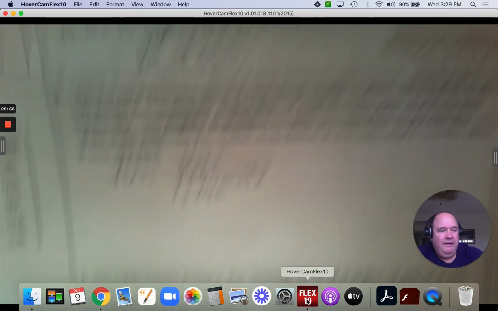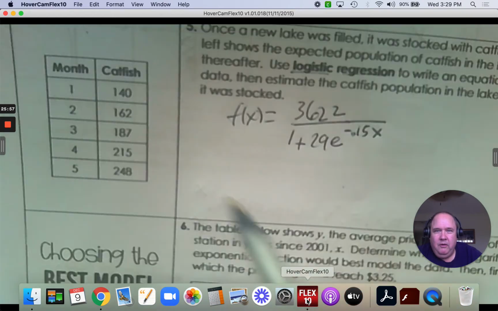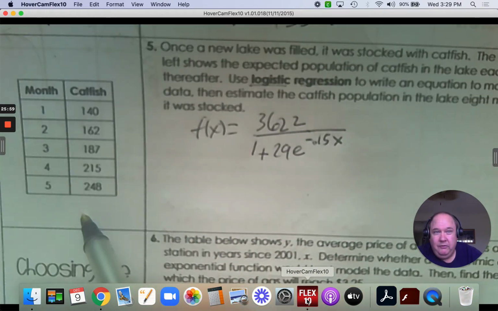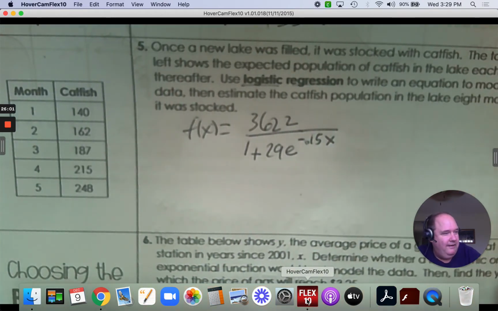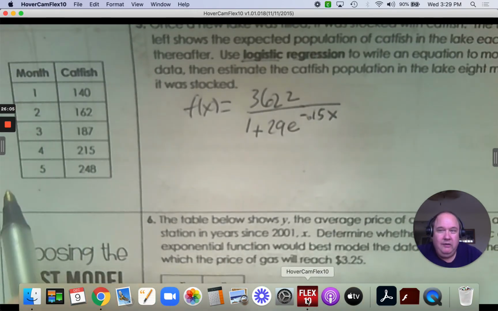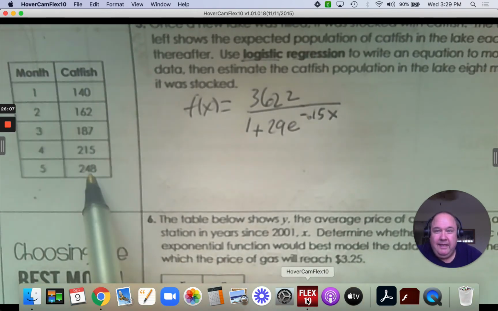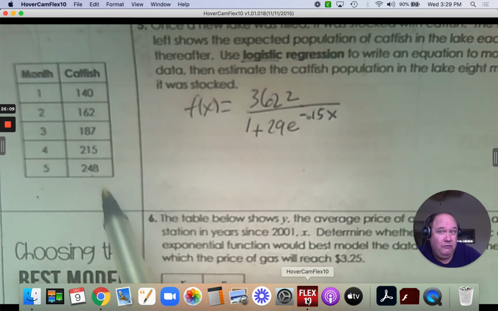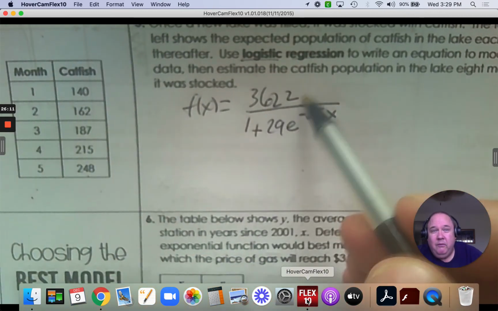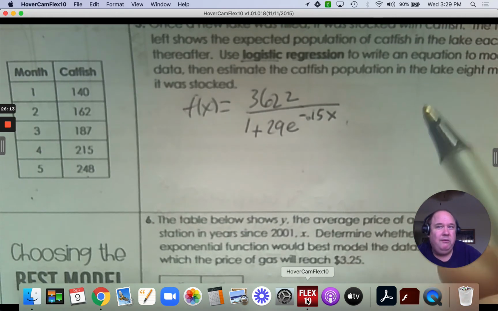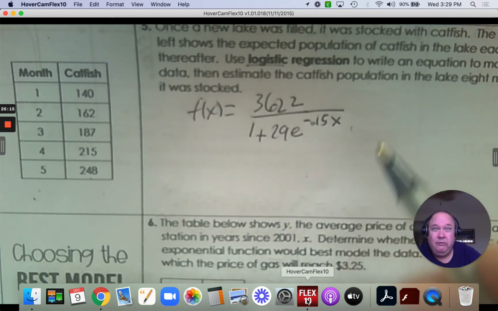So now I have a great model where I could estimate anything. It says estimate in 8 months, but I could do 12 months, 100 months. I could estimate 300 fish, 400 fish in what month, and so on. Once I have an equation, I can answer any question connected to the story. So that's why it's powerful.